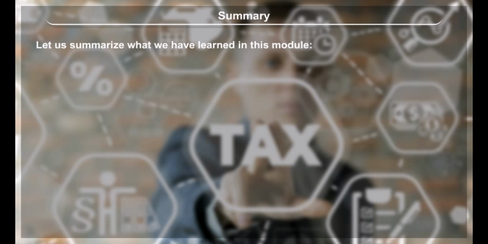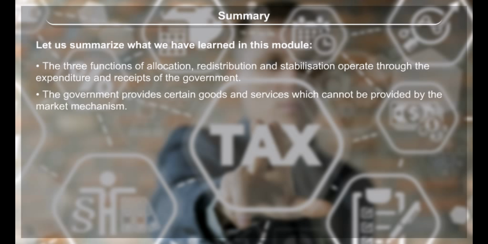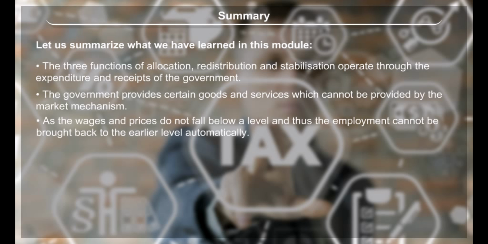Summary. Let us summarize what we have learned. The three functions of allocation, redistribution, and stabilization operate through the expenditure and receipts of the government. The government provides certain goods and services which cannot be provided by the market mechanism, as wages and prices do not fall below a level, and thus employment cannot be brought back to the earlier level automatically.